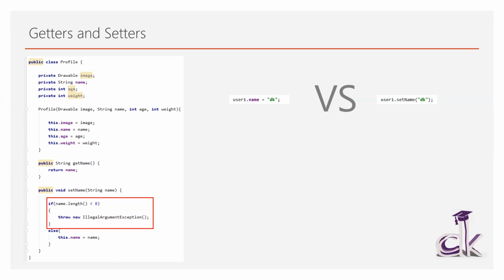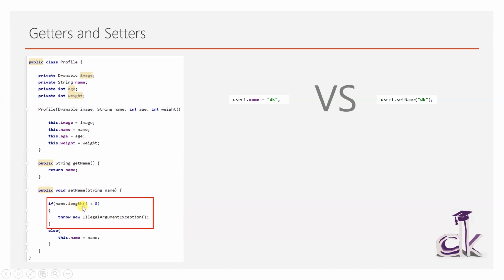Okay, now if you set user1.name equal to dk, then your application fails because there's no way of controlling how this variable is getting updated, right? Now instead, if you have a setter, what you can do inside the setter is have some kind of validation or control of how the variable is going to get updated, right?